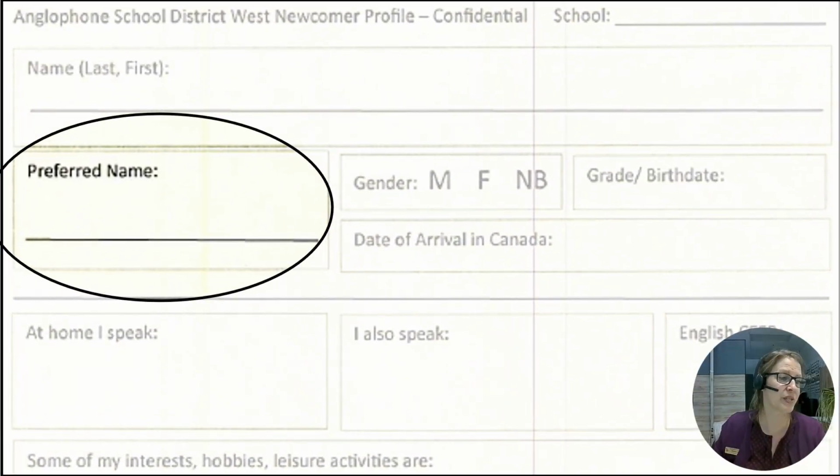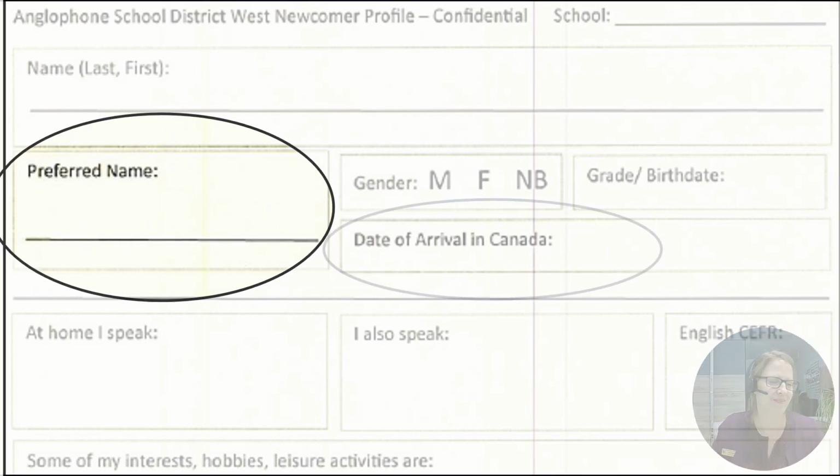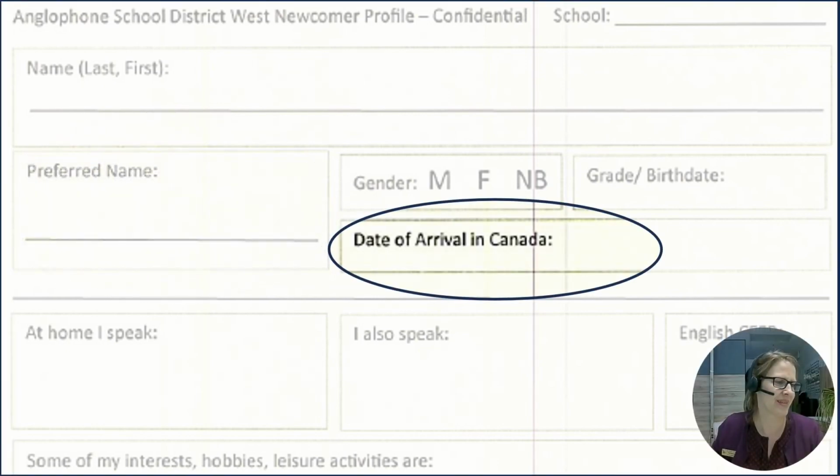You will see the student's preferred name. For this, we are asking, what name would you like your teacher and other students to call you? Here you will see the date of arrival. This is the date that the child arrived in Canada. Sometimes one parent may have arrived sooner, but we usually do not include that information.